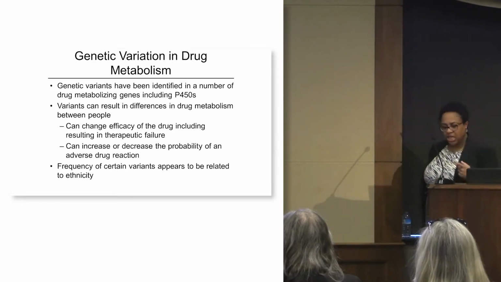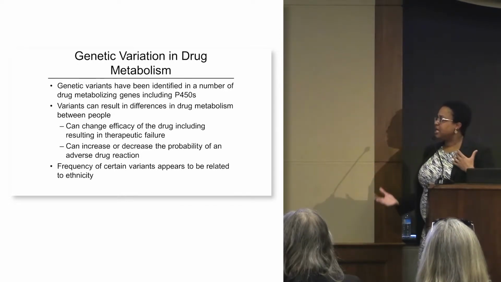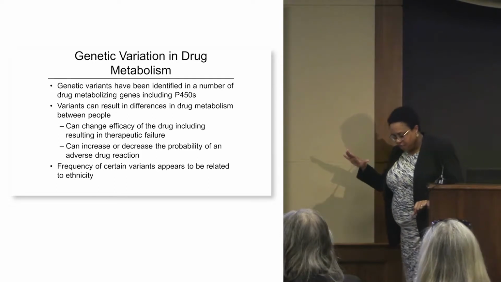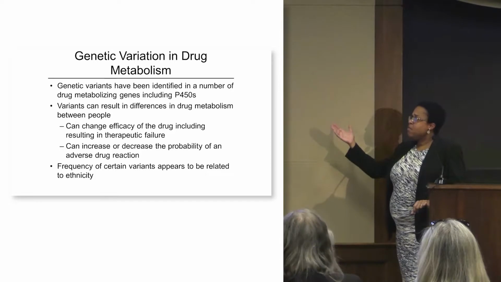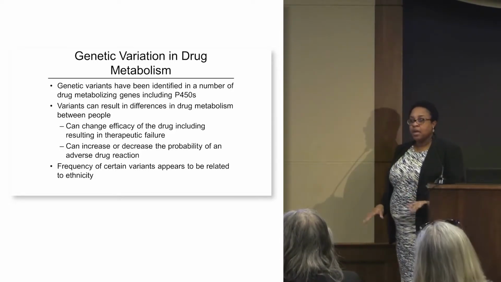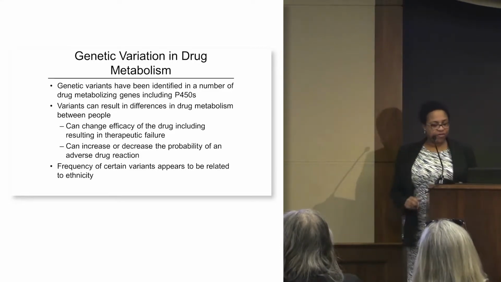And there seems to be, which I'll talk to you about, an ethnic difference and geographic difference as far as the frequency of these genetic variants of drug metabolizing enzymes. There are a number, for instance, of P450s where you might have a variant where you don't express it at all. And so that leaves you susceptible then if you're taking a drug that relies on that P450 for metabolism.